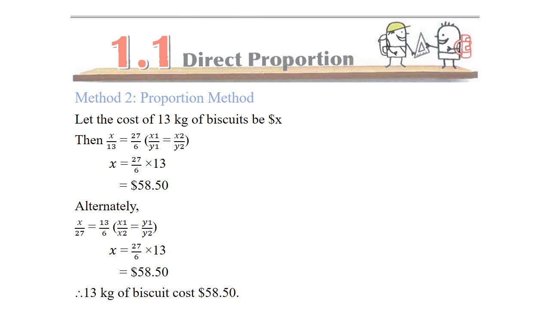Now if we use this method, we will have a slightly different equation, but in this case we will have to multiply 27 on both sides to obtain the value of x, which is again equal to $58.5. So the cost of 13 kg of biscuits is $58.5, which can be obtained by using two different methods.